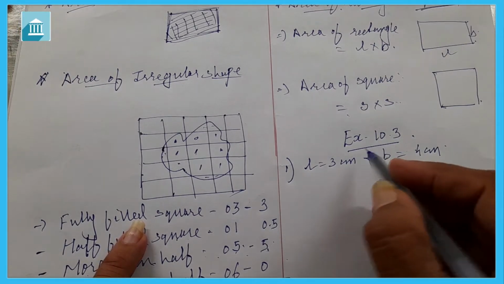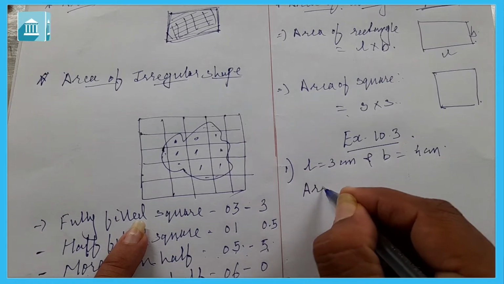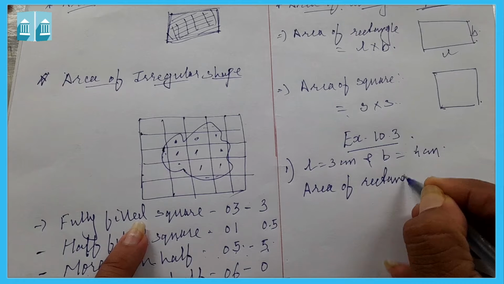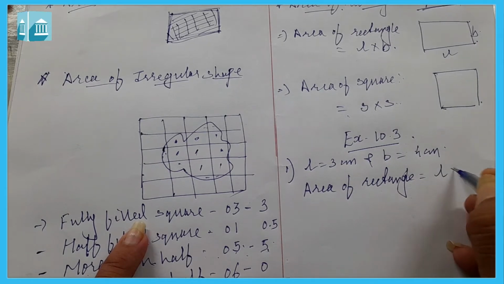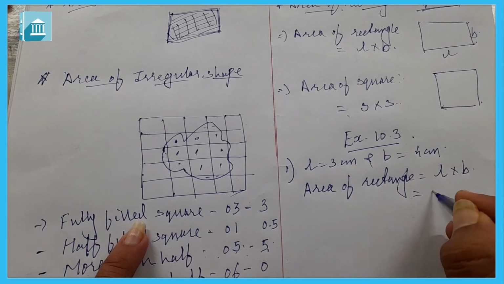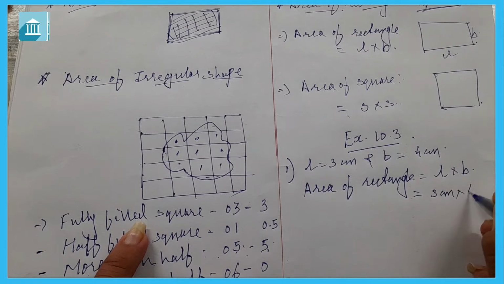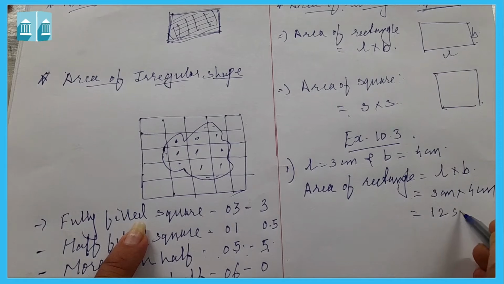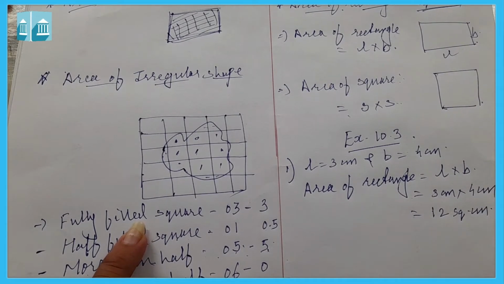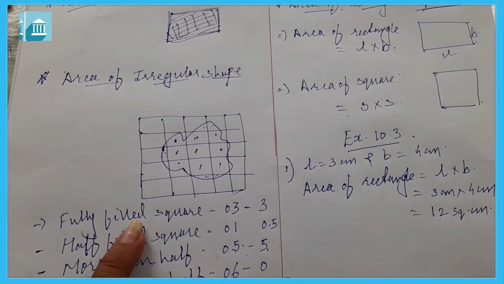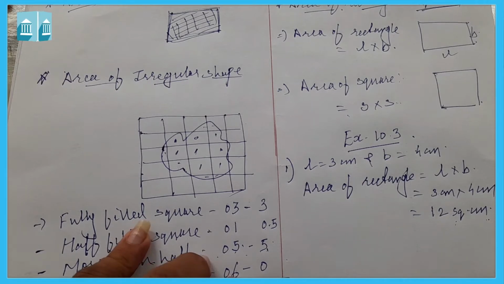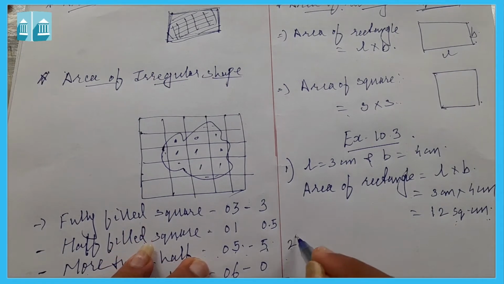Now let us see, length is equal to this and breadth is equal to this. So area of rectangle is equal to L into B, that is 3 centimeter into 4 centimeter, which is equal to 12 square centimeter. Here, as I told you, area should always be in square unit. Here the unit is centimeter, so square centimeter. So let's see question number 2.